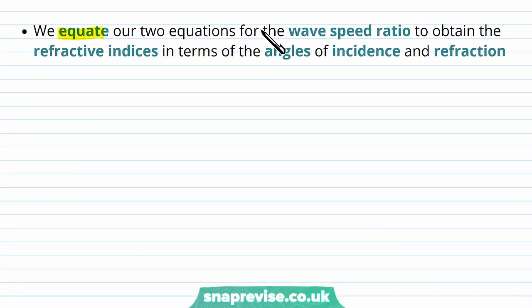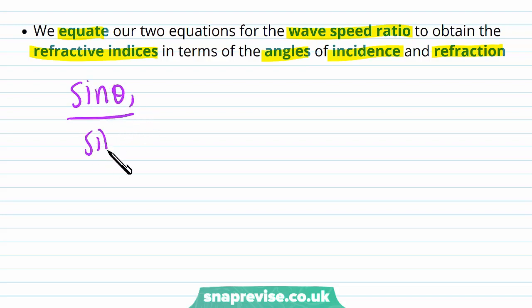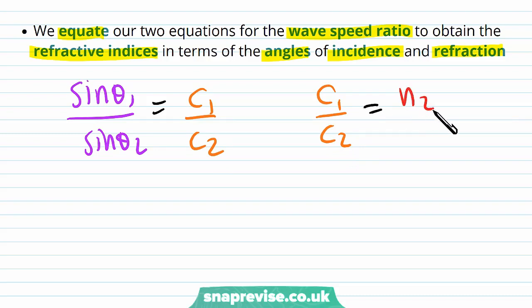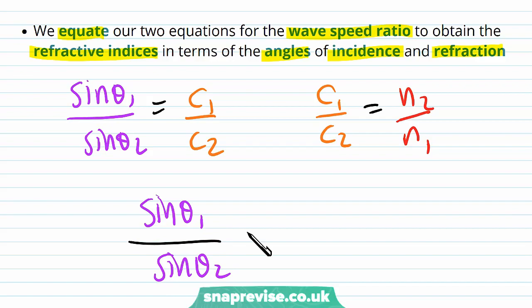We equate our two equations for the wave speed ratio to obtain the refractive indices in terms of the angles of incidence and refraction. So we've said sine theta 1 over sine theta 2 is equal to c1 divided by c2. And we've also said c1 divided by c2 is equal to n2 divided by n1. So we can equate sine theta 1 over sine theta 2 to n2 over n1. So we end up with sine theta 1 divided by sine theta 2 is equal to n2 divided by n1.